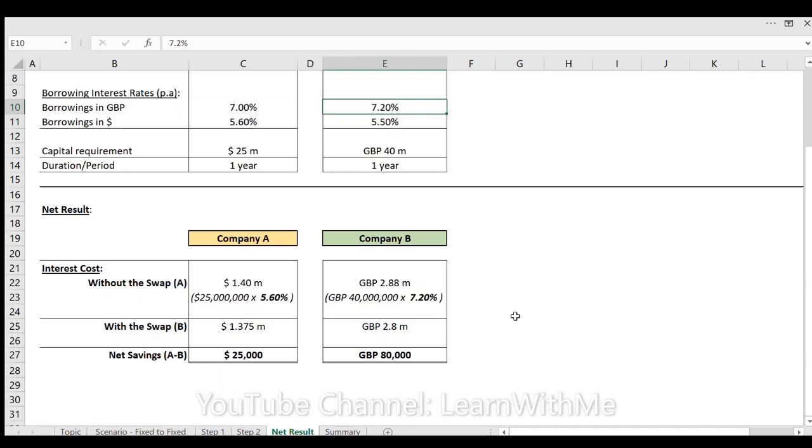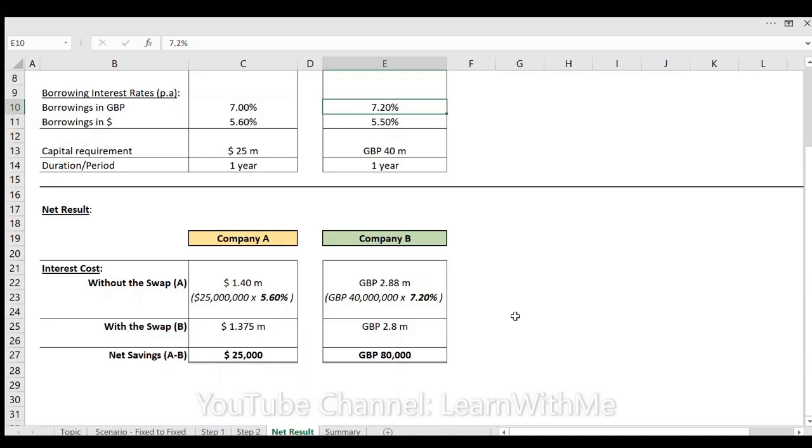Hence you can clearly see that the currency swap is definitely a more beneficial arrangement for the two companies involved in here. So this is what a fixed currency swap looks like. Let us summarize all the points that we discussed in this video.